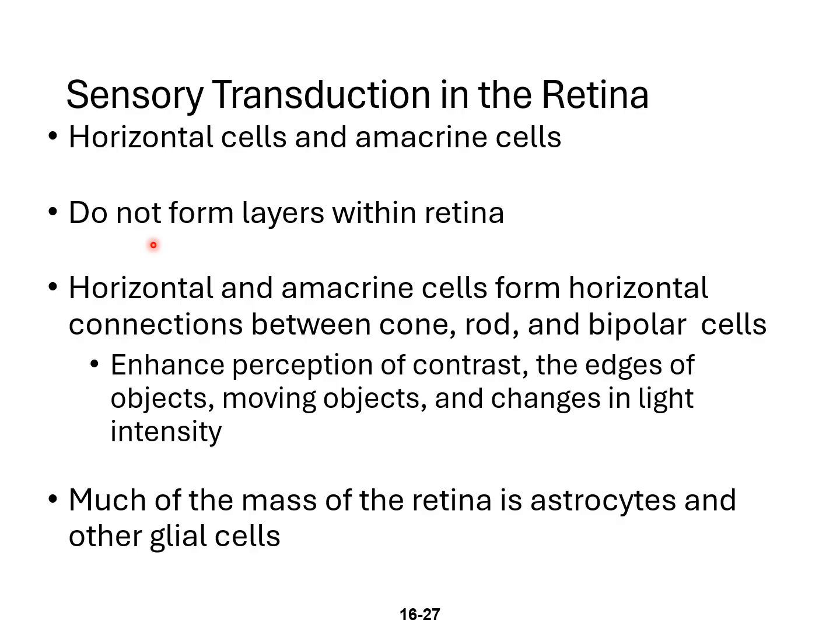That's why I didn't really get into that. Horizontal and amacrine cells form horizontal connections between cones, rods, and bipolar cells. They enhance perception of contrast, edges of objects, moving objects, and not just moving objects, but what direction that movement is going, and changes in light intensity. It's those combinations of how they all make those horizontal connections and how all these things work.